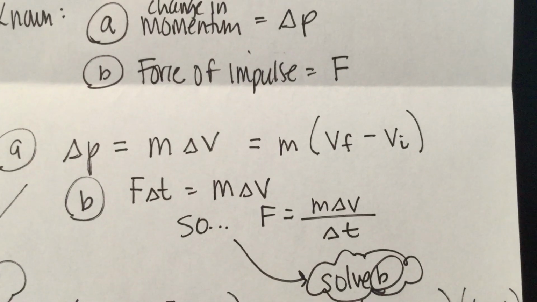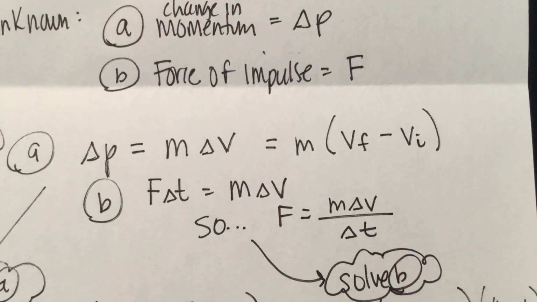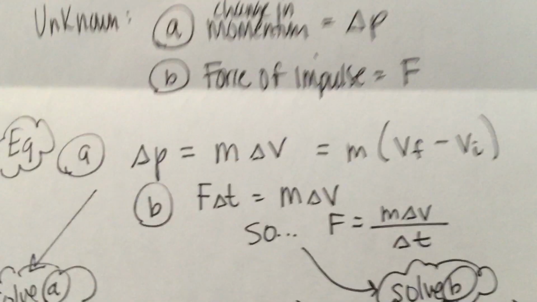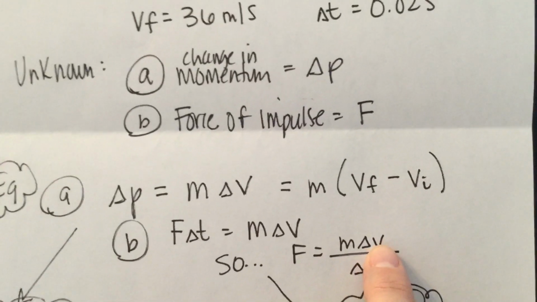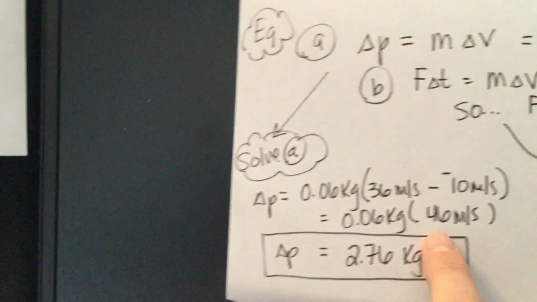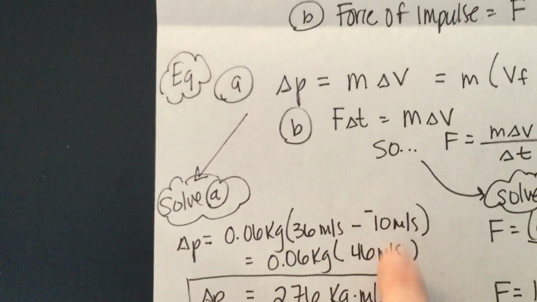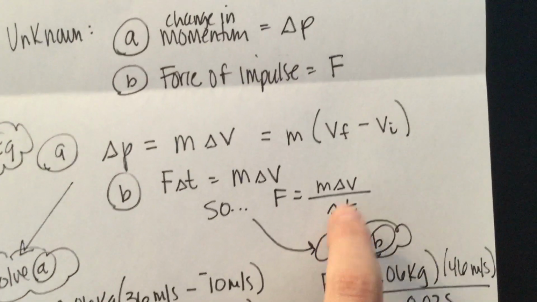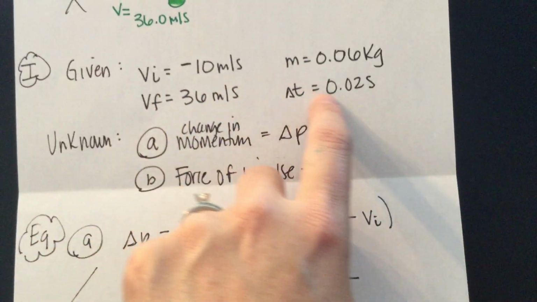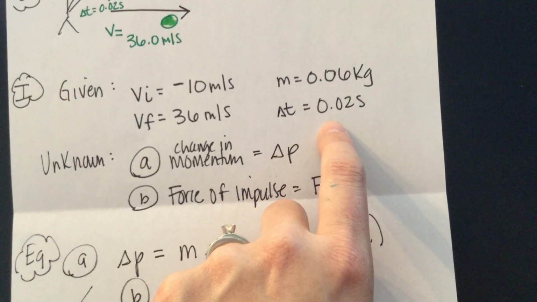Going back to part B, looking for the force. Okay, now we have to bring in that change in velocity that we just solved for. Okay, right here, that change in velocity, we just solved for that here. We did the final versus initial, so we know it's 46. So we're going to plop that number right in there. This is where our elapsed time comes in. We didn't need it in the first part, but we need it here. It was given in the problem.